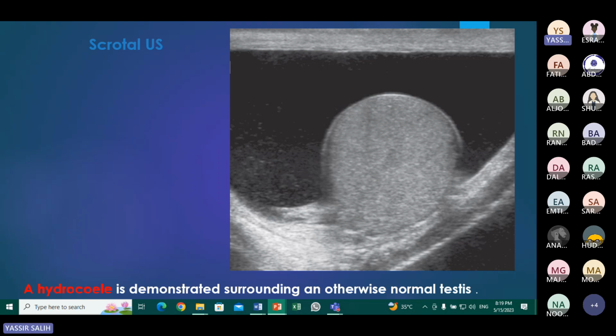What is the imaging technique? Ultrasound. And what abnormality do you see? Fluid surrounding the testes. Hydrocele. This is the hydrocele.